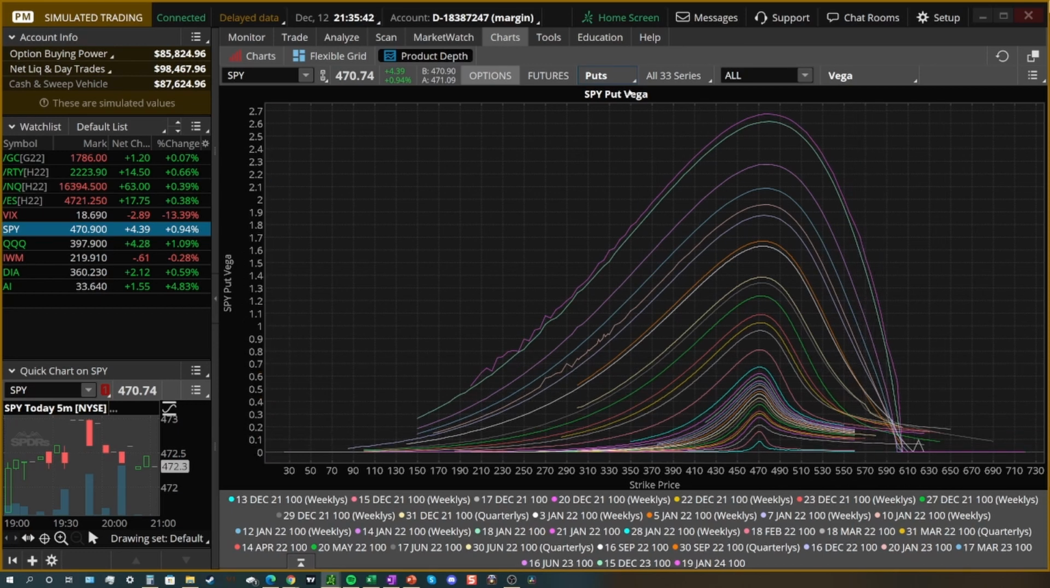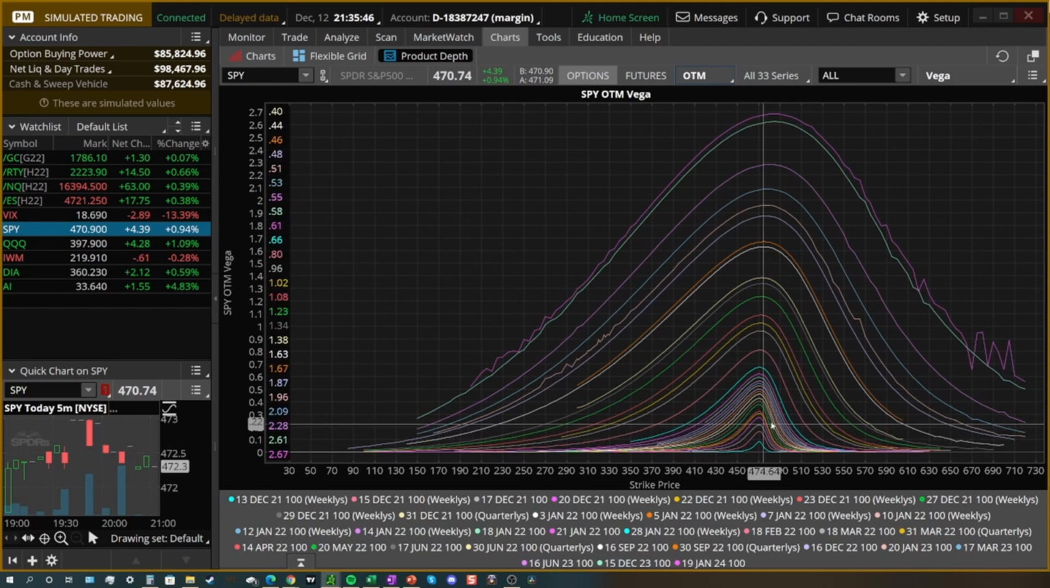Gets a little wonky as you go in the money on those puts right there. But here's what out of the money looks like. It's a normal looking bell curve. What you would expect to see on that front. So nothing too weird there about how Vega looks over time.